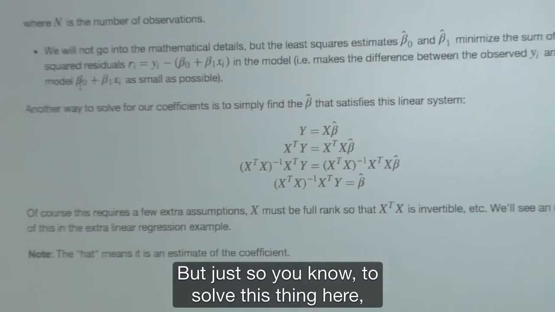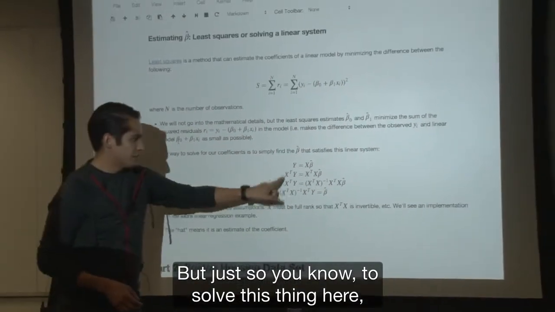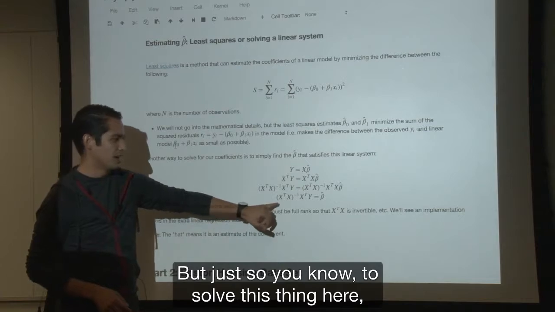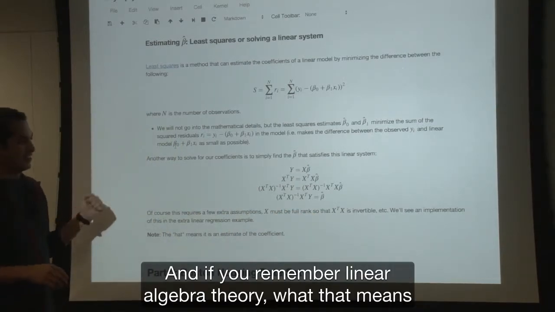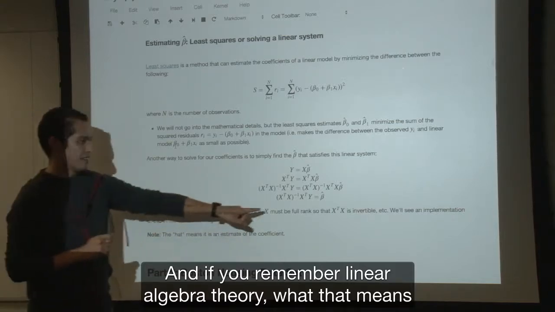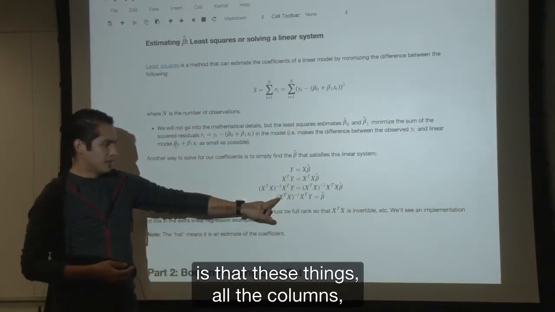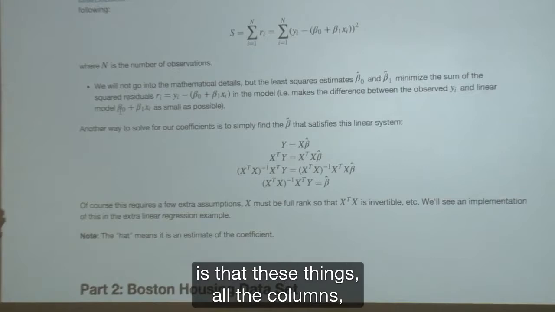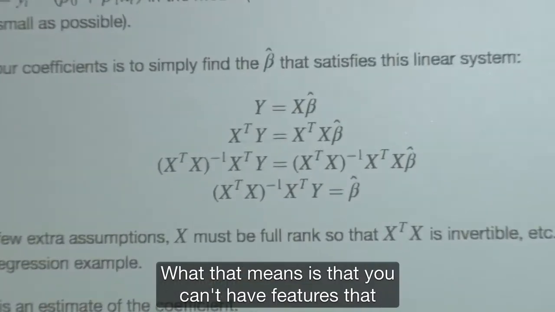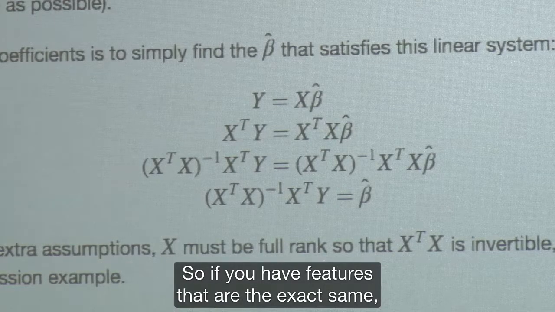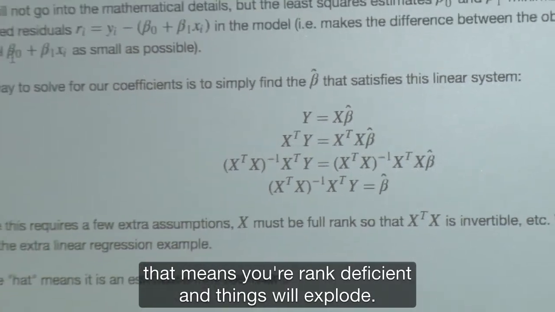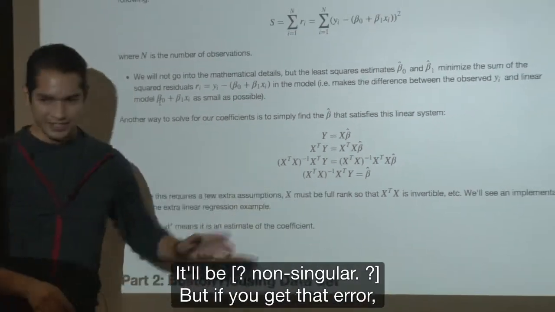But just so you know, to solve this system, we need X transpose X to be invertible. If you remember linear algebra theory, what that means is that all the columns have to be linearly independent. And that means you can't have features that are too similar to each other. If you have features that are exactly the same, you're rank deficient and things will explode. It'll be singular.